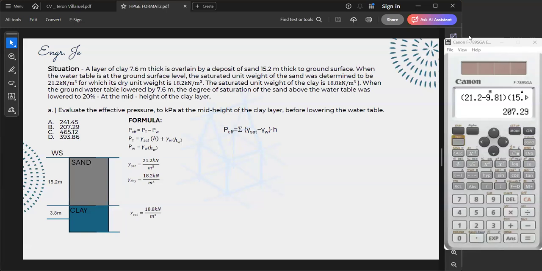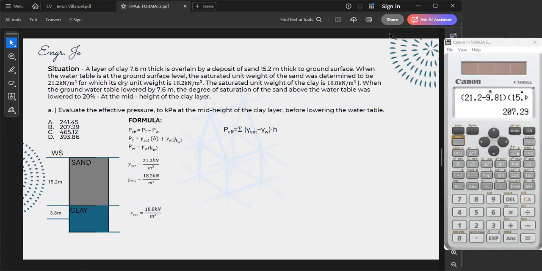When the groundwater table is lowered by 7.6 meters, the degree of saturation of the sand above the water table is lowered to 20% at the mid-height of the clay layer. So question letter A: evaluate the effective pressure in kilopascal at the mid-height of the clay layer before lowering the water table.